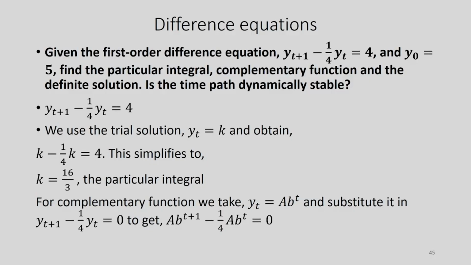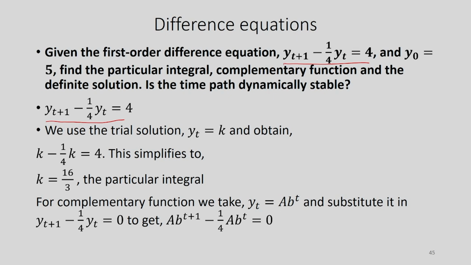So, difference equations, here is the problem. Given the first order difference equation, y(t+1) minus 1/4 of yt is equal to 4 and y0 is equal to 5, find the particular integral, complementary function and the definite solution. Is the time path dynamically stable? Okay. So, we start with this difference equation. This is a first order difference equation. It is a non-homogeneous difference equation and the degree is 1.